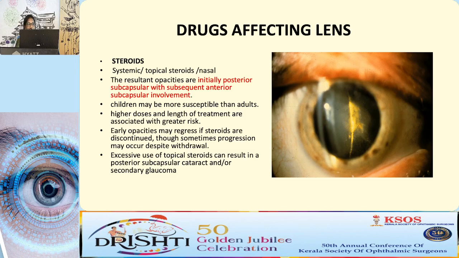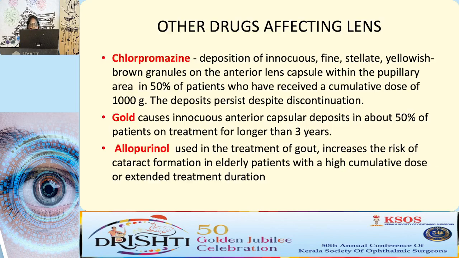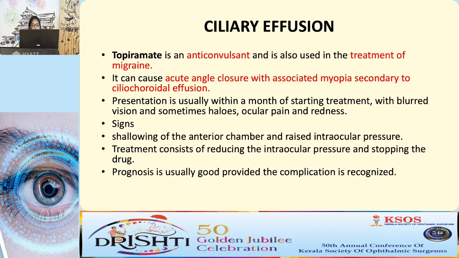And coming to the drugs affecting the lens, steroids are the main culprit. The route of administration of the steroids can be systemic, topical, or nasal. The resultant opacities are initially posterior subcapsular with subsequent anterior subcapsular involvement. Children are more susceptible than adults. A higher dose and longer length of treatment are associated with a greater risk. Early opacity may regress if steroids are discontinued. Sometimes the cataract progression may warrant cataract surgery. Excessive use of topical steroids can also cause posterior subcapsular cataract and secondary glaucoma. Chlorpromazine, gold, and allopurinol are the other drugs affecting the lens.